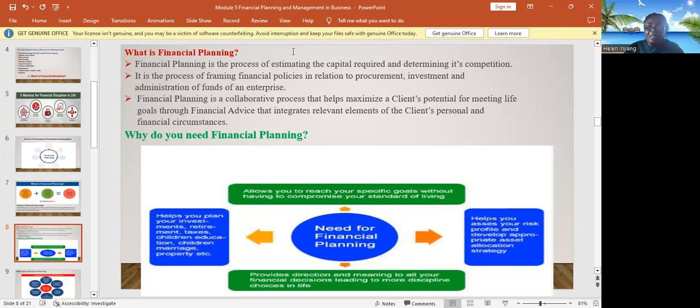Here, these are still the definitions of financial planning. It's a process of estimating capital requirement and determining its composition. It is the process of framing financial policies in relation to procurement, investment, and administration of funds of an enterprise. Financial planning is a collaborative process that helps maximize a client's potential for meeting life goals through financial advice that integrates relevant elements of the client's personal and financial circumstances.